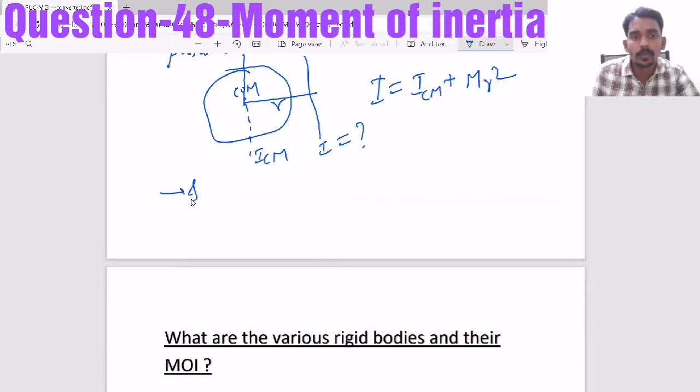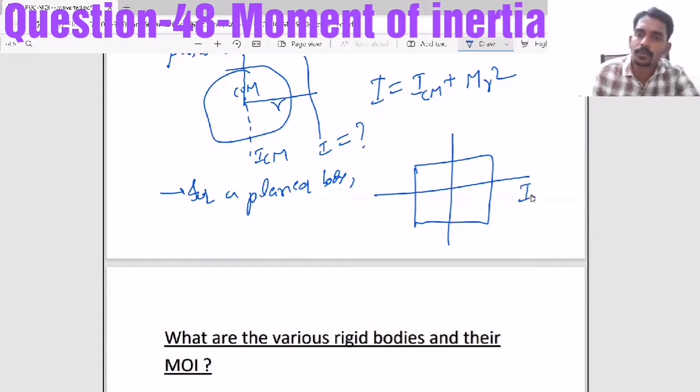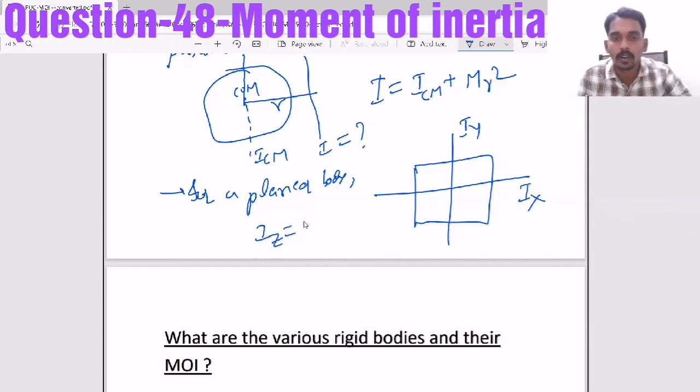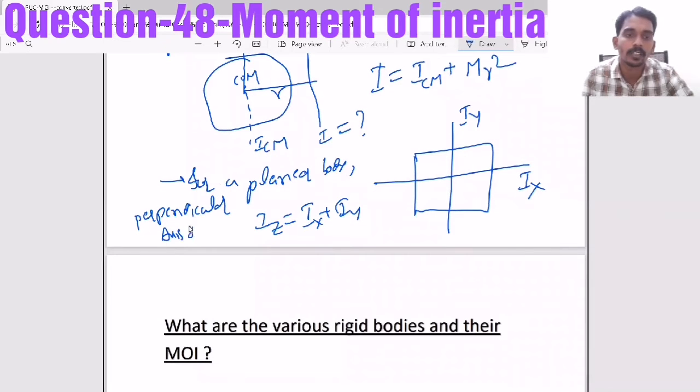Now, for a planar body, just like a sheet, circular sheet or rectangular sheet or square sheet, if you imagine two perpendicular axes, any two perpendicular axes, with moments of inertia about them Ix and Iy, then the moment of inertia about the z axis, that is perpendicular to the plane of the body, will become Ix plus Iy. This is called the perpendicular axis theorem.